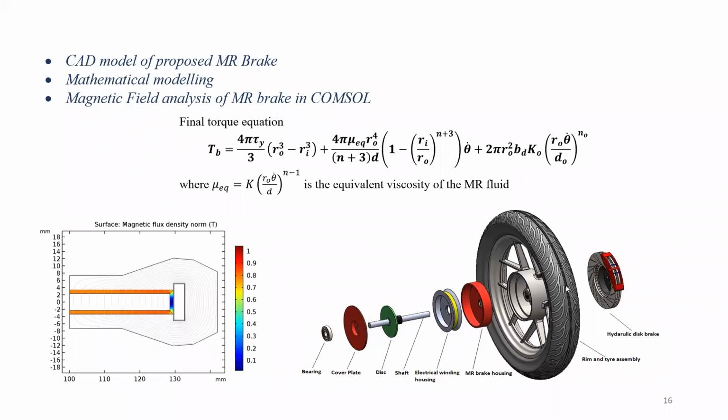This is the schematic that is showing the tire. And we have removed the disc brake, and we have fitted our own MR brakes. We have done this kind of analysis using COMSOL, and we have derived this torque equation. From here it can be seen that it is Ro cube minus Ri cube. That means it is torque. If I increase this radius, then a lot of torque can be generated, or a lot of torque can be braked using the MR fluid. So this is the equation, and this can be simulated.